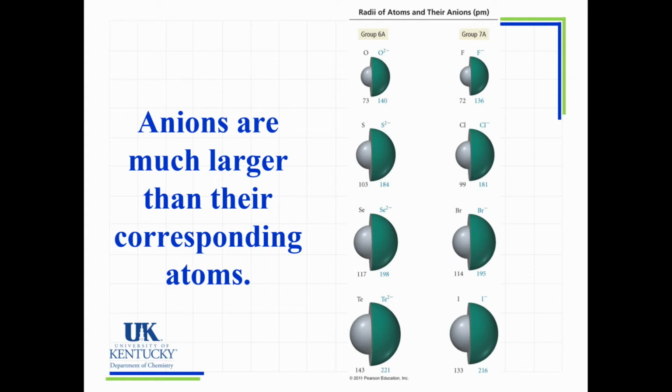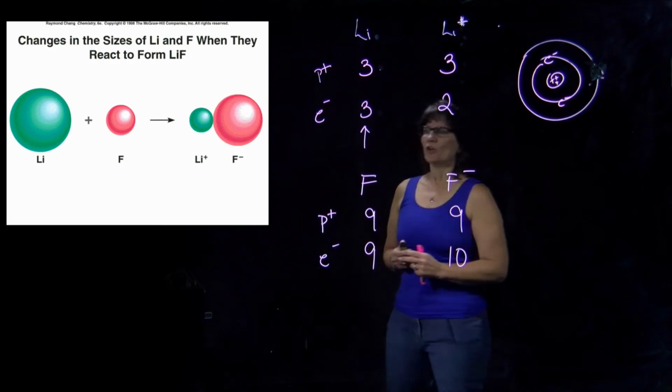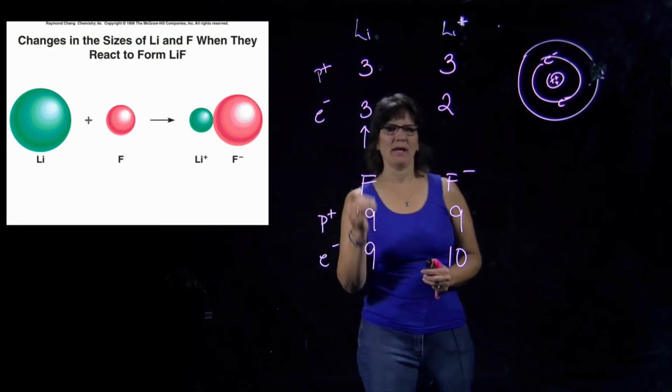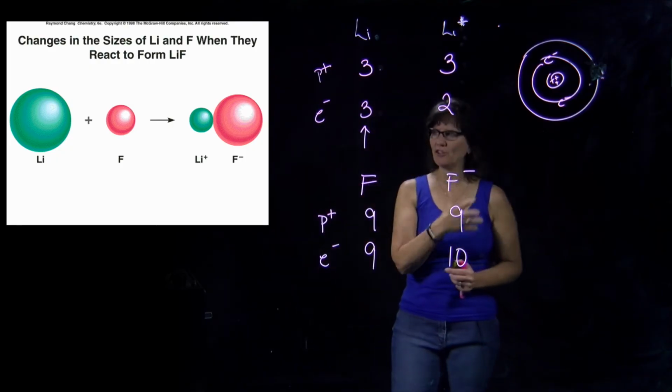All right, so we can see that size increasing as you simply put on, in the case of the 7A family, 1 electron. In the case of the 6A family, you're putting on 2 electrons. So here we're seeing that flip-flop when you take the atoms and you turn them into ions.